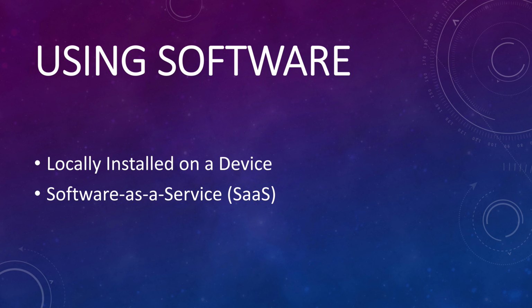Using software: there are two main ways that you use software programs. You either locally install them on your device, so you download software to your device, or you use what's called software as a service. I've got some separate videos on that, but basically, software as a service is when you log into a website and you're using the software on the company's servers and not on your own computer. So you are just using, for example, Safari or Google Chrome, going to a website and using the software there. You did not have to download anything locally except for your web browser.